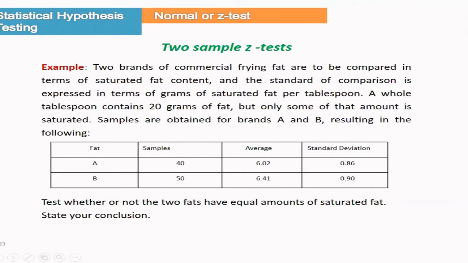Do you know saturated fat, which is not good for our health? For two brands of commercial frying fat, we are given sample A and sample B. From sample A we take 40 samples, and for B we took 50 samples. The average saturated fat is found to be 6.02 for sample A, or company A, and 6.41 for sample B. The standard deviation for sample A is 0.86, and for sample B it is 0.96.